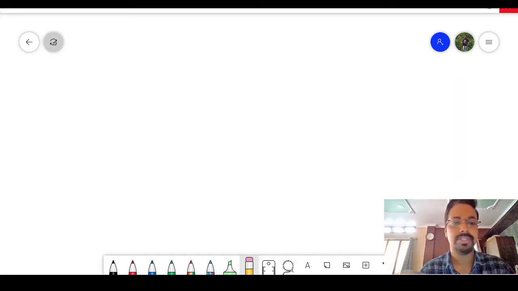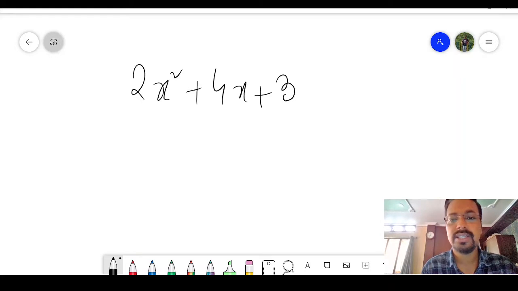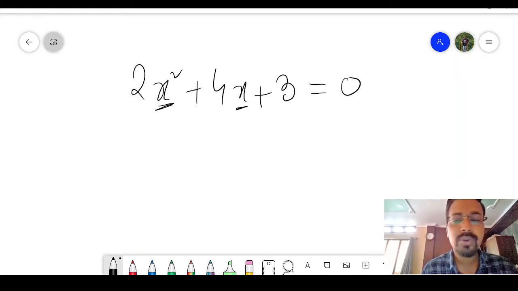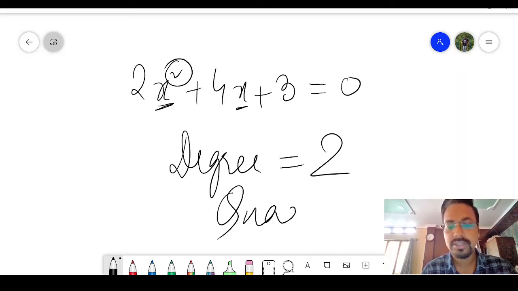Let us take one example. Suppose we have an equation here, 2x squared plus 4x plus 3 equal to 0. Now here the variable is x. And what is the highest power of the variable? The highest power of the variable is 2. Therefore, the degree of this equation is 2. As the degree is 2, it is a quadratic equation.